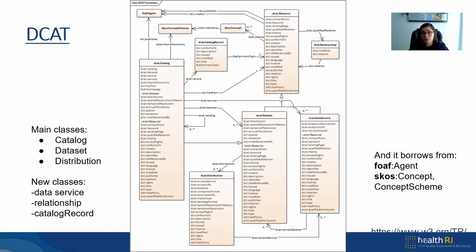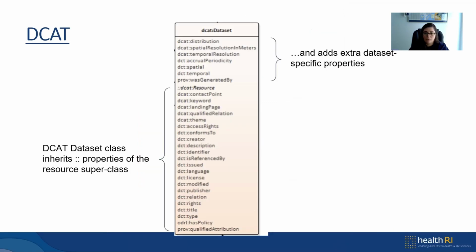DCAT sometimes gets updated as everything evolves in our field as well. So for instance, from previous DCAT versions to the new DCAT version, they added a new class called data service, and they also added some relationships and also the possibility of having a catalog record connected to a catalog. So when you look in depth into one class of DCAT, you always find at the bottom the properties that are inherited from a superclass of this class. In the example, we can read that dataset is inheriting quite a few properties from resource. And on the top, you'll see the properties that are exclusively from this class.